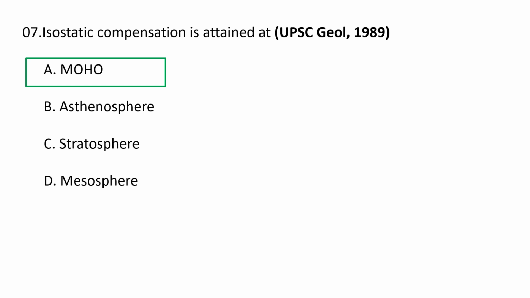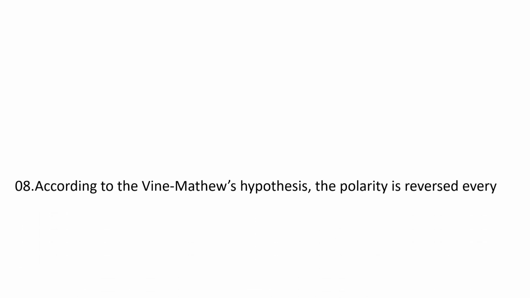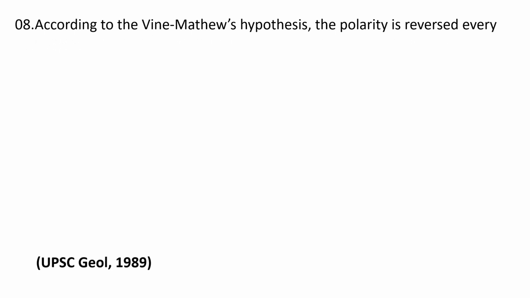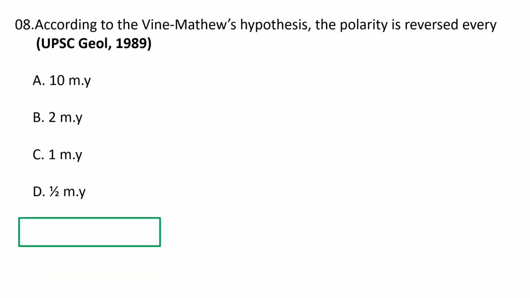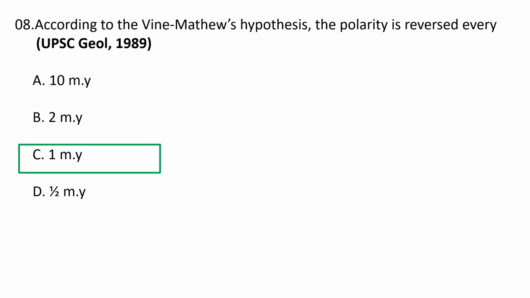Stratosphere and mesosphere are layers of the atmosphere. So the correct answer is A, Moho. Next question. According to the Vine-Matthews hypothesis, the polarity is reversed every: A. 10 million years, B. 2 million years, C. 1 million year, D. half million year. So according to the hypothesis, the polarity is reversed every 1 million years. So C is the correct answer.